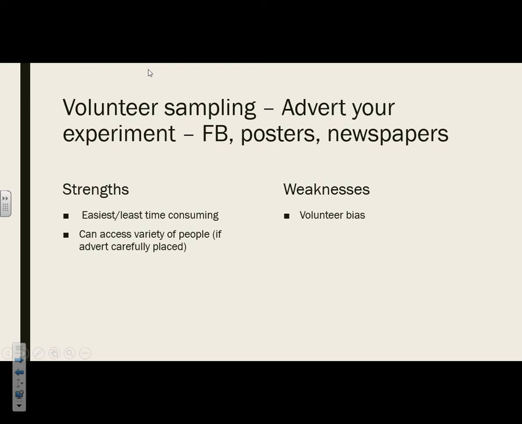However, you can access a variety of people if you carefully place the advert, so you can still ensure variety. So if you only advertised in one newspaper like the Daily Mail, you're going to get a certain type of person, but if you advertise in every single newspaper, then you're going to get a variety of different people. If you advertise on Facebook and ensure that you share it appropriately in lots of different groups, then you'll get a variety of different people.